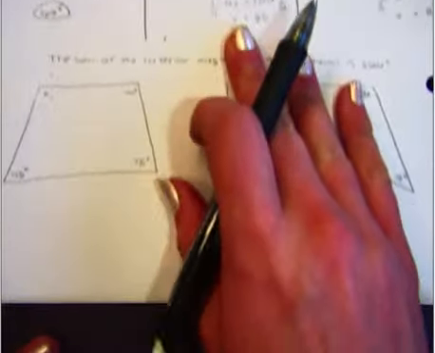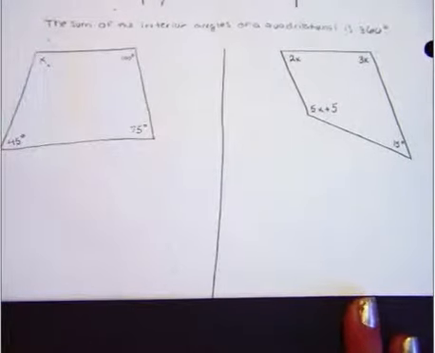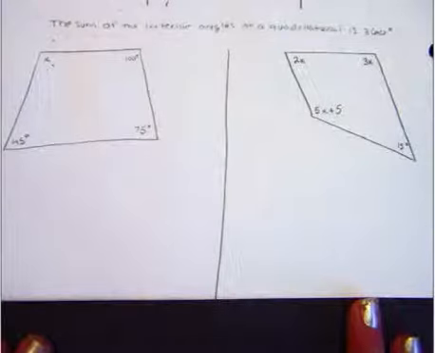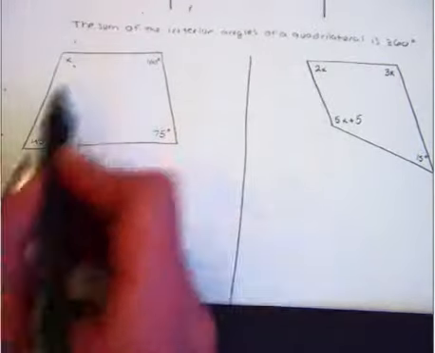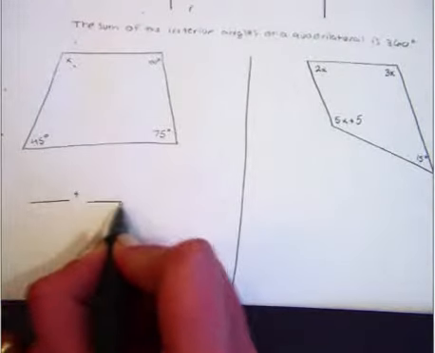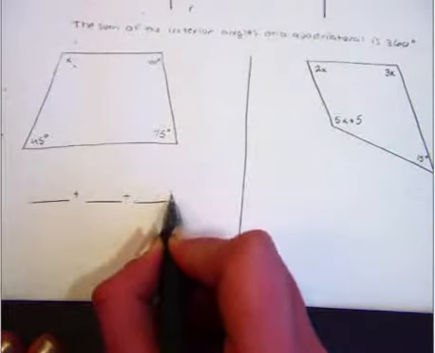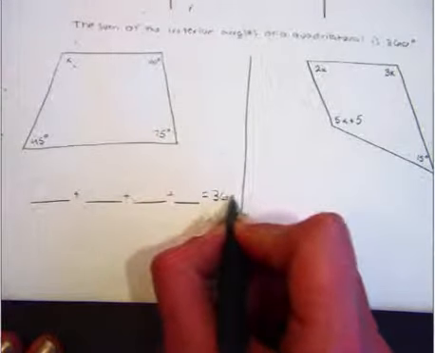Now let's talk about quadrilaterals. The sum of the interior angles of a quadrilateral is 360 degrees. So it's the same concept as with a triangle, except instead of adding up to 180, the angles in a quadrilateral add up to 360 degrees. So, for this quadrilateral, note that quad means 4, so there are 4 angles and 4 sides. I'll add 4 things together to get 360 degrees.